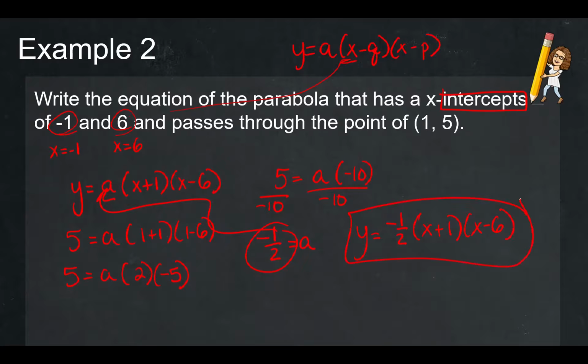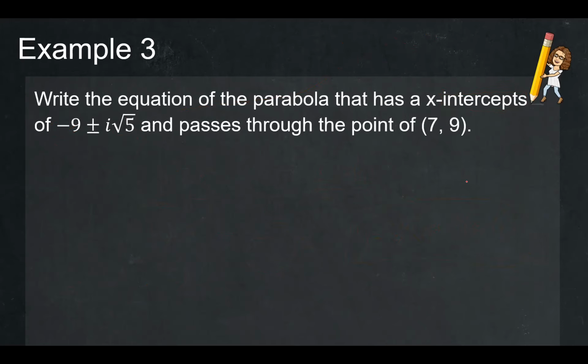So you definitely have to pay attention to which form you need, and then it's pretty self-explanatory once you get there. Let's try another one. So I have the equation of a parabola that has x-intercepts of -9 plus or minus i square root of 5. That's disgusting. And it passes through the point (7, 9). So now there are two x-intercepts here, -9 plus i square root of 5 and -9 minus i square root of 5, right? That is technically what that is.